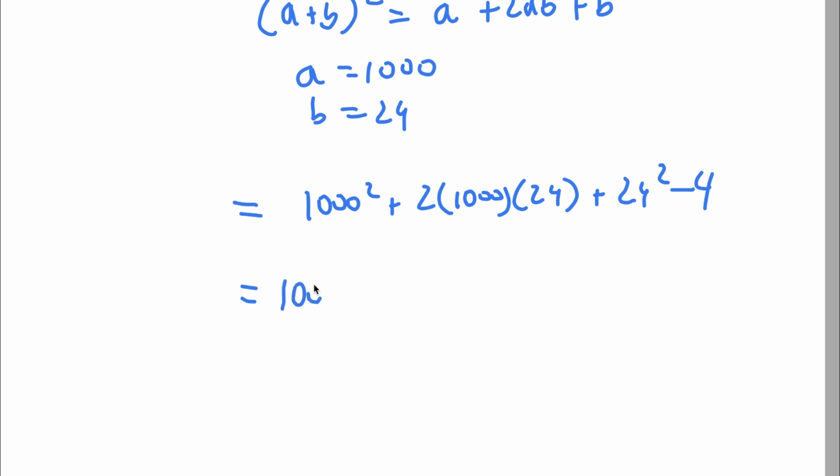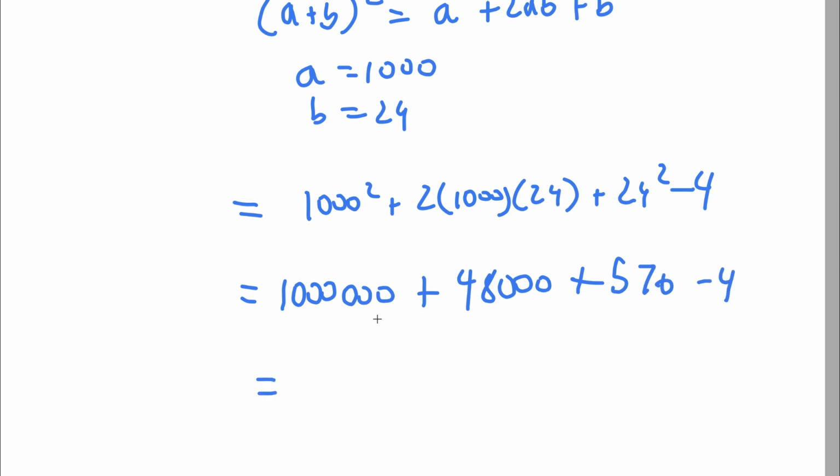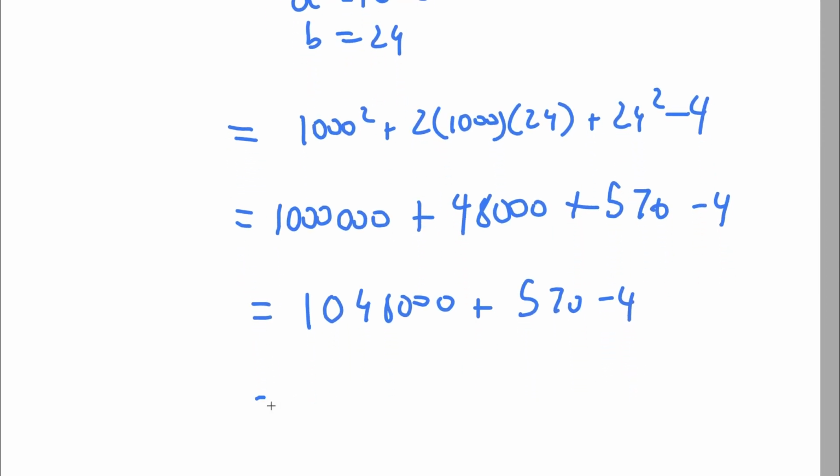Now 1000 squared is the same thing as 1 million. Now I have 2 times 1000, which is 2000, and 2000 times 24 is going to be 48,000. Now I have this plus 24 squared, which is 576. I have this minus 4. Now 1 million plus 48,000 is 1,048,000.